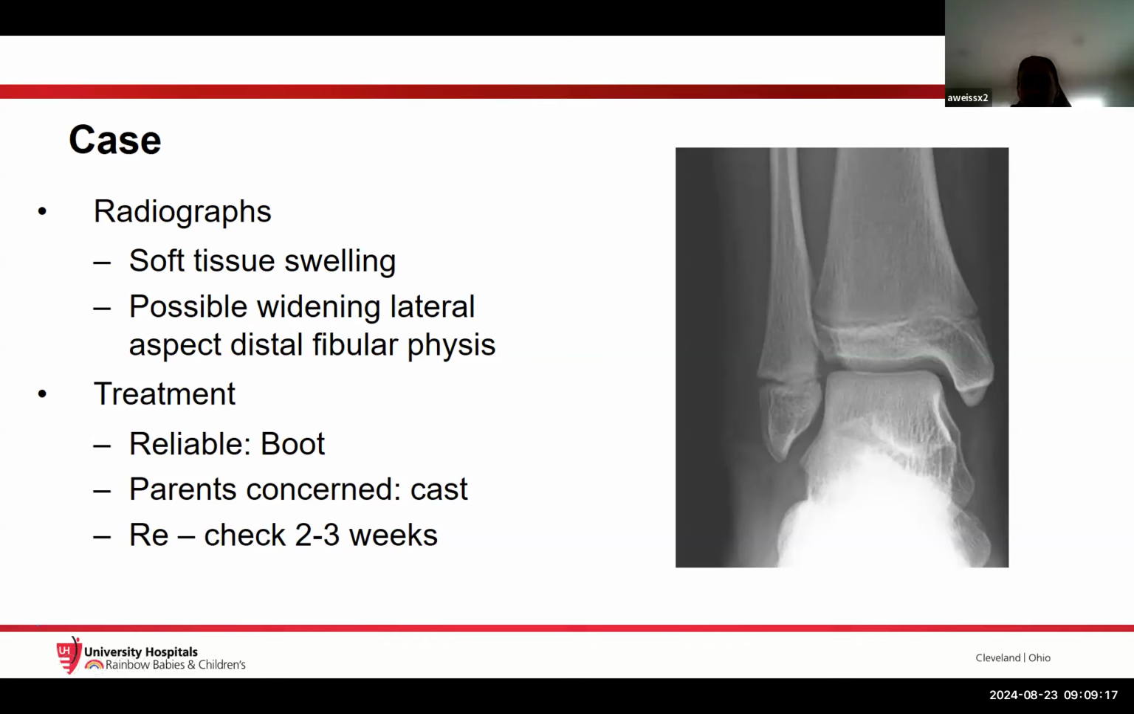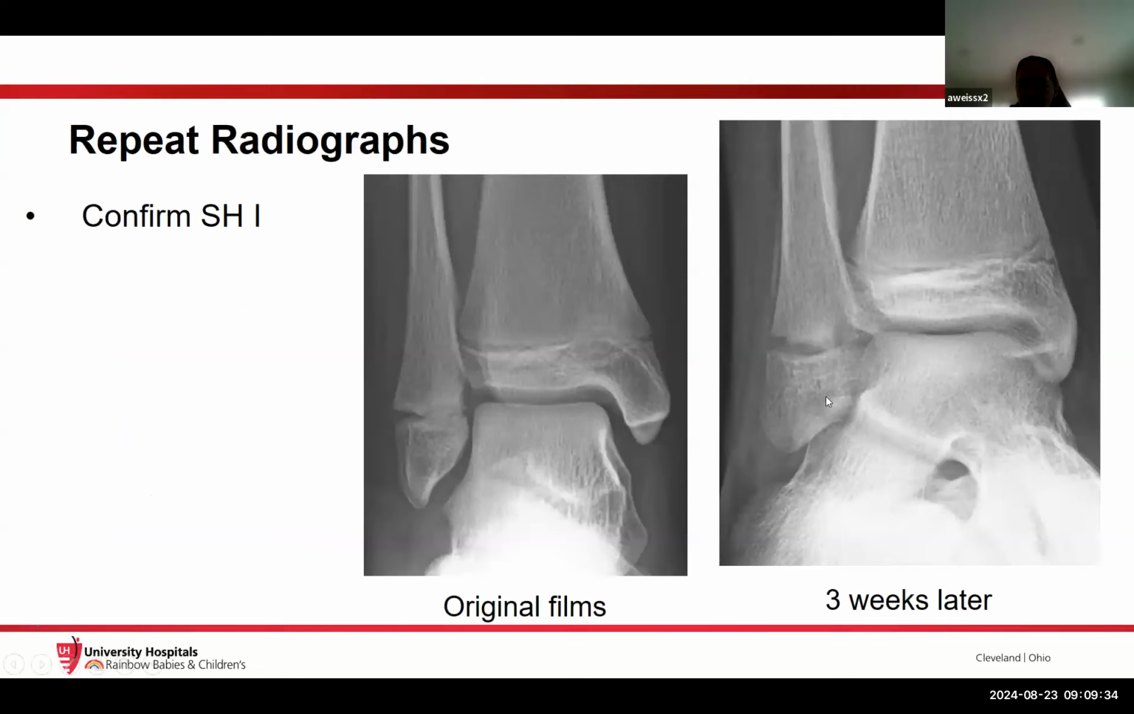So we put him in a boot, came back and rechecked. Oh, sorry, I wanted to put him in a boot. If the parents are concerned, we stick him in a cast. I actually think this kid went in a boot. I would say maybe 10, 20% of the time parents say no, they have to be in a cast. So we recheck them at 2 to 3 weeks. And this kid, we did recheck x-rays on, and you can see here, periosteal new bone. So this is a confirmed Salter-Harris 1 of the distal fibular physis.